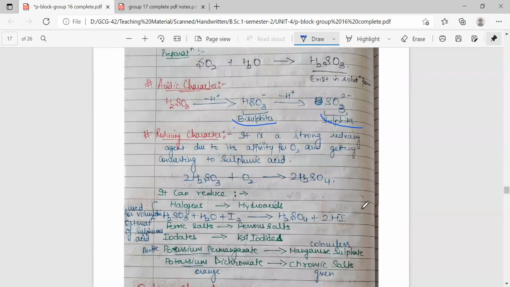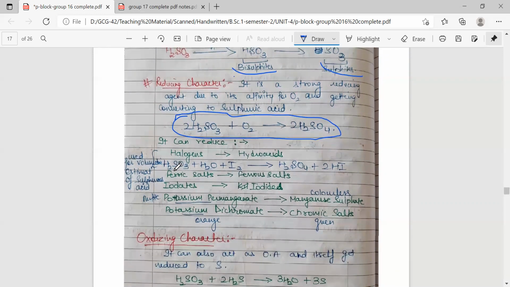Now it has reducing character. It is a strong reducing agent due to its strong affinity for oxygen. It wants to get oxidized and get converted to sulfuric acid. So it has strong affinity for oxygen and gets converted to sulfuric acid from sulfurous acid. Also, when it gets oxidized, it will reduce other moieties with the help of which it gets oxidized.